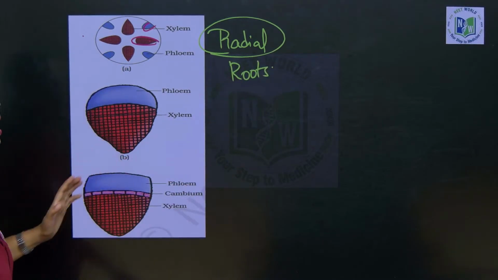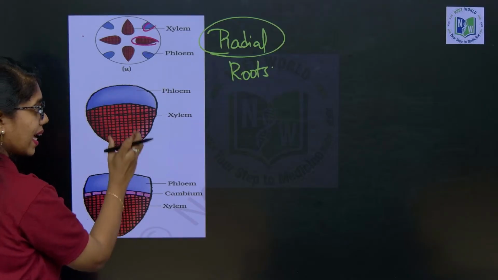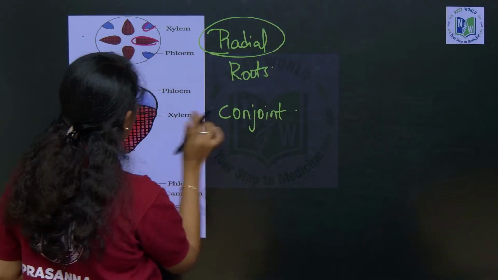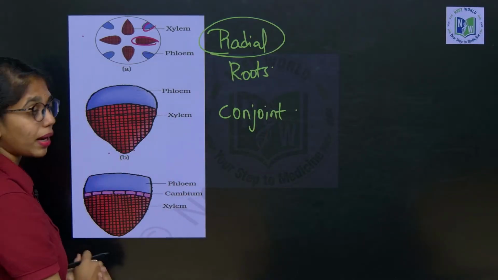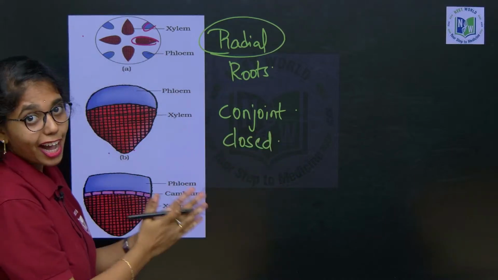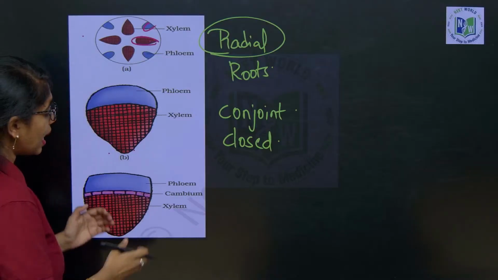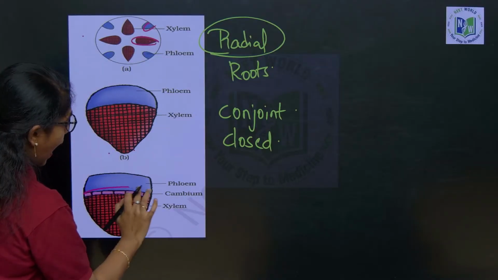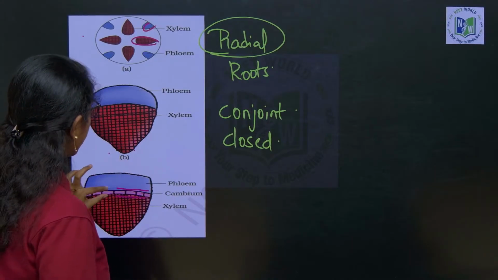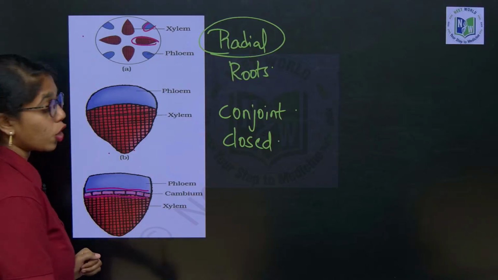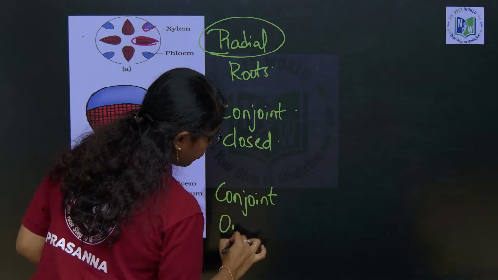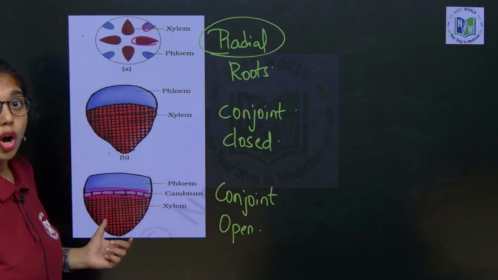And here it is xylem and phloem which are at the same radius, which you call conjoint, and as there is no cambium between xylem and phloem, it is closed. Conjoint and closed. And then here, xylem and phloem have a cambium in between. This is again conjoint, conjoint and open type.